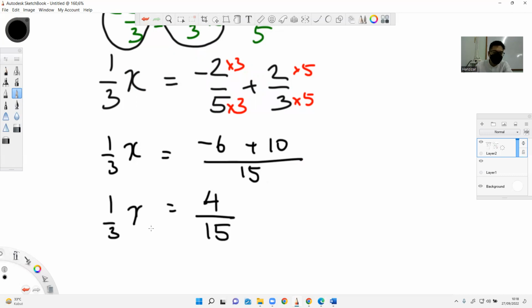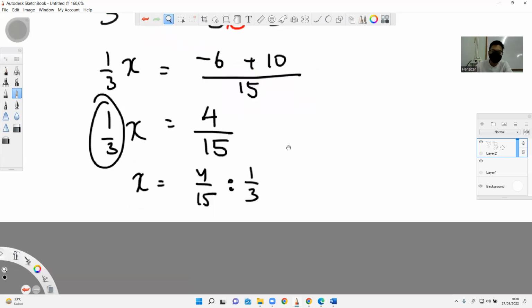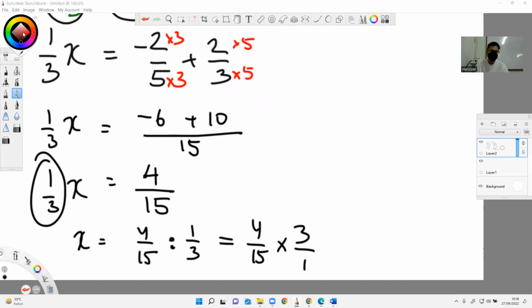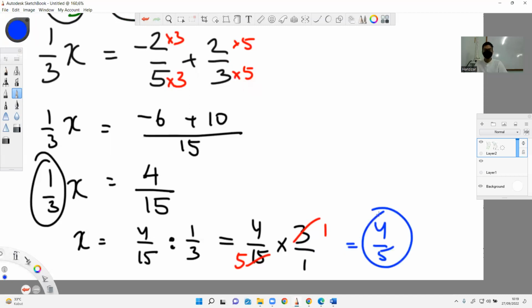Yeah, 1 over 3x. So x equals 4 over 15 divided by 1 over 3, right? Times by, yeah, switch. If you divide by something, you have to multiply by the switched version. Yeah, you can simplify. Divide by 3, divide by 3, right? So it will become 4 over 5, that's right. For the answer. Do you have any questions so far?